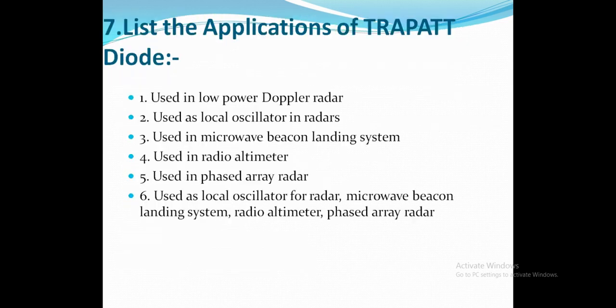Next, applications of the TRAPATT diode. TRAPATT is the trapped plasma avalanche triggered transit diode, which also belongs to the same basic family as the impact diode. The TRAPATT diode is a high efficiency microwave generator. The TRAPATT diode provides a much higher efficiency than the impact diode.